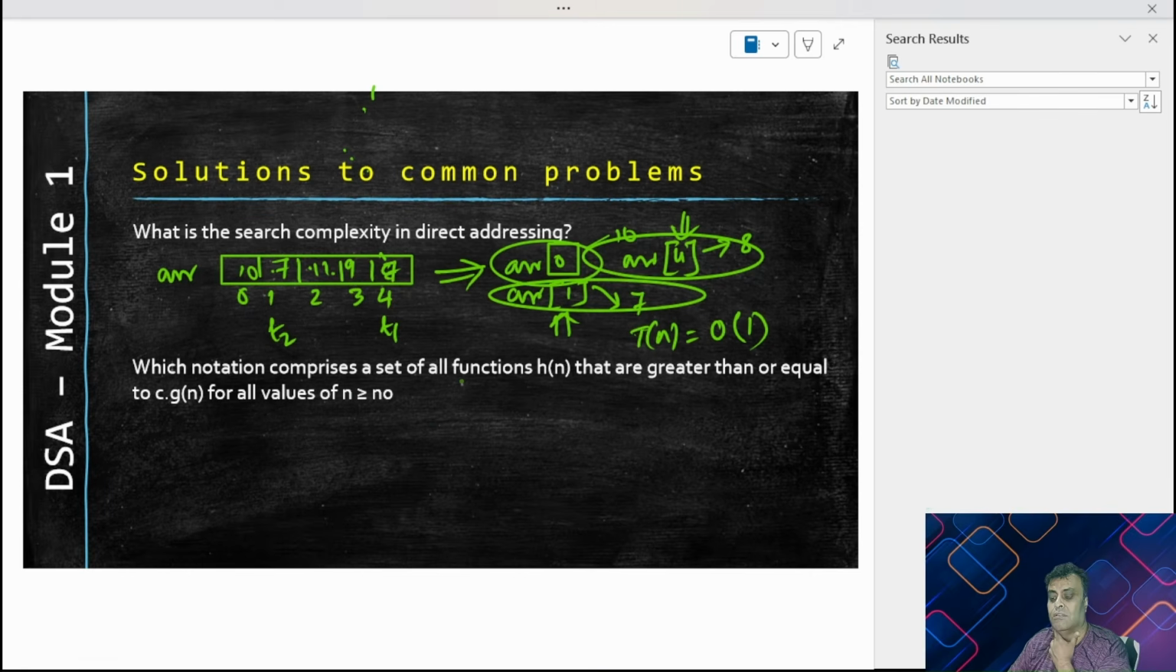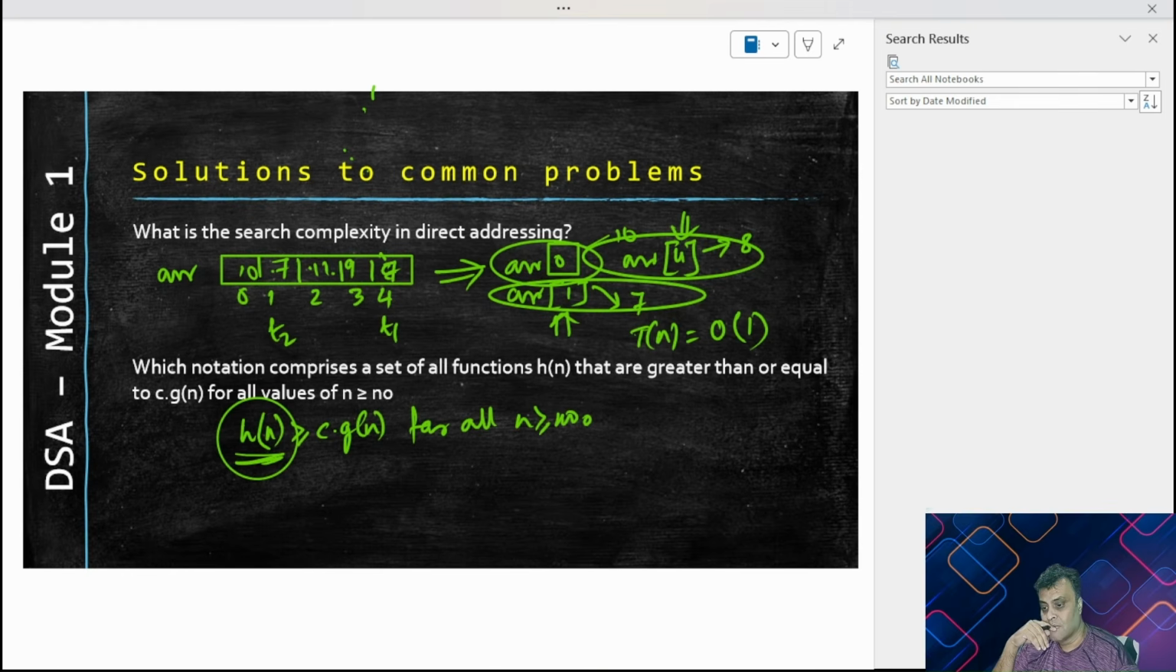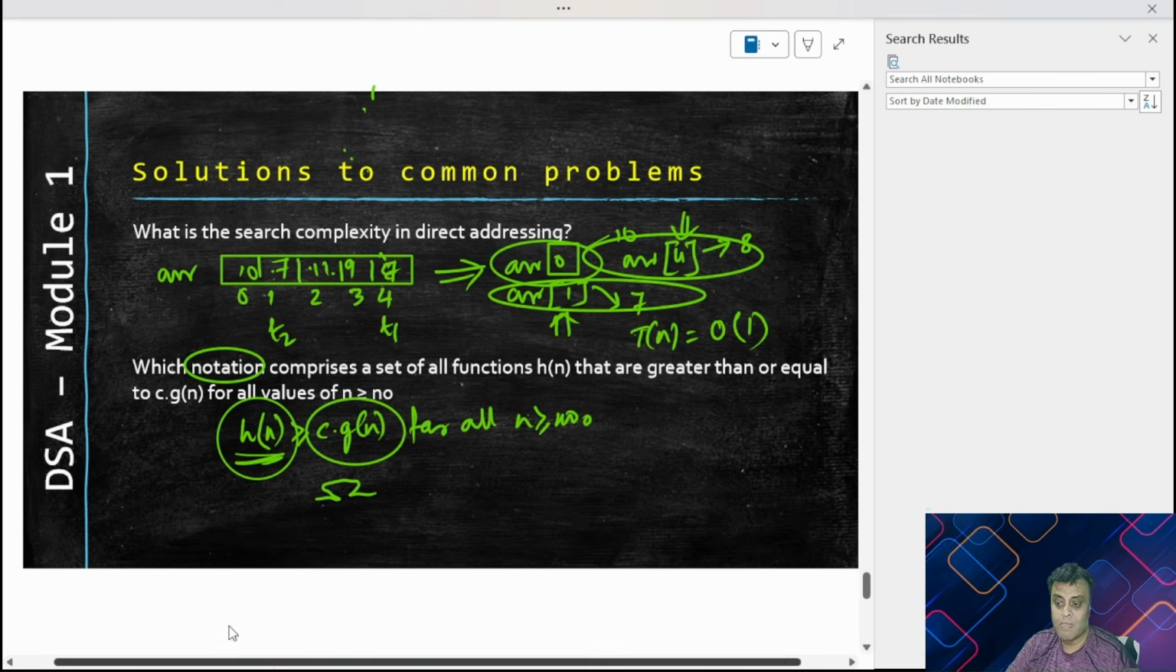Which notation comprises a set of all functions hn that are greater than or equal to c dot gn? This is the classical example where it says that my hn should be greater than or equal to c dot gn, for all n greater than or equal to n0. What does this mean? It means your function is above c dot gn. That means c dot gn is the lower bound. So this statement tries to find the lower bound, which is omega. The answer to this question is therefore omega. I hope you understand.